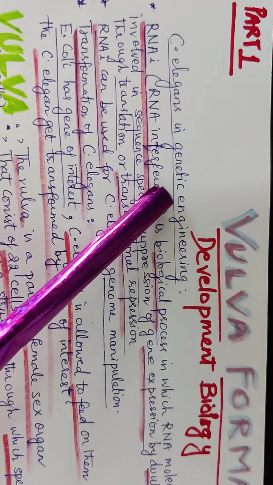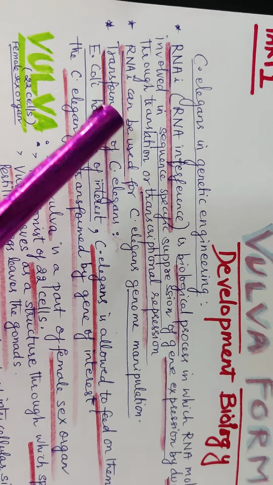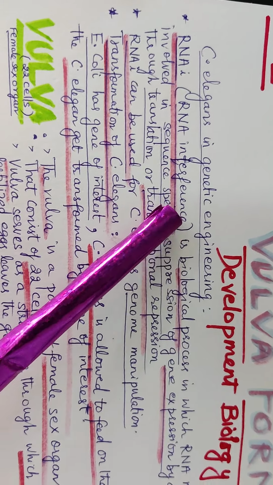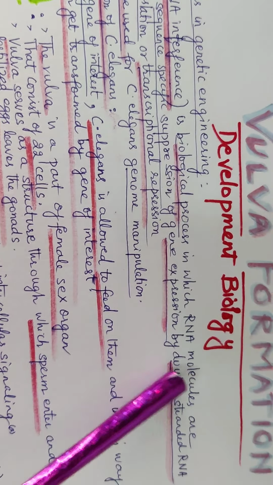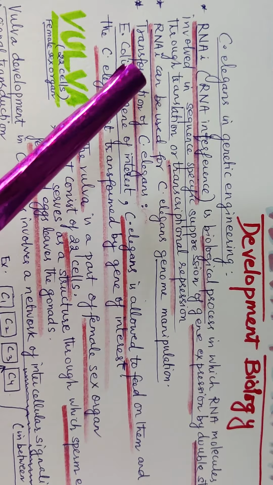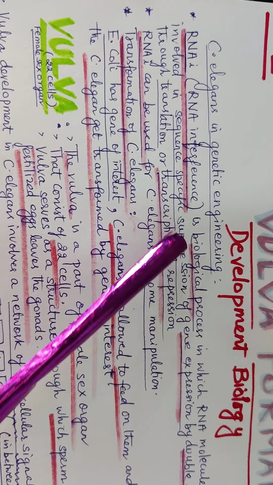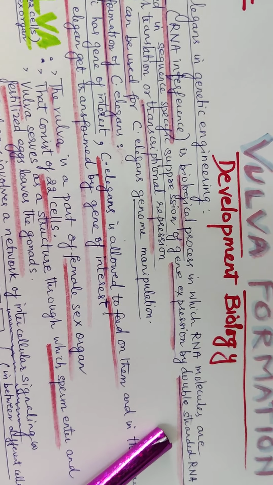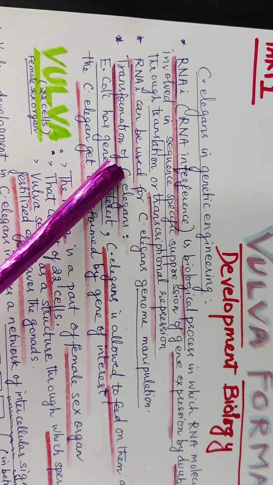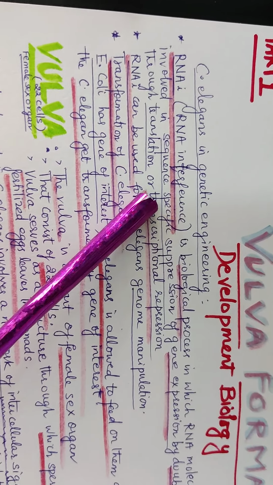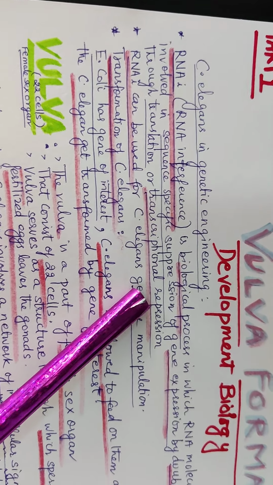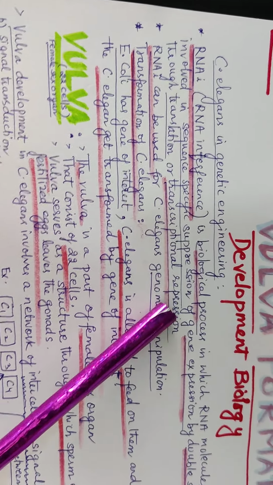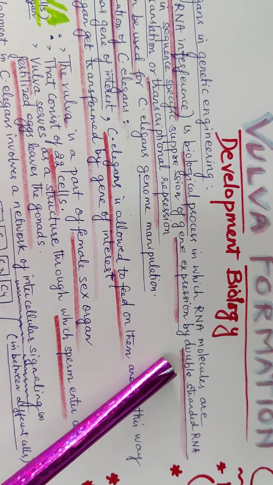C. elegans is used in genetic engineering. Why is it used in genetic engineering? RNAi, which is called RNA interference, is a biological process in which RNA molecules are involved in sequence specific suppression of gene expression by double-stranded RNA through translation or transcriptional repression, as it involves sequence specific suppression of gene expression by double-stranded RNA.